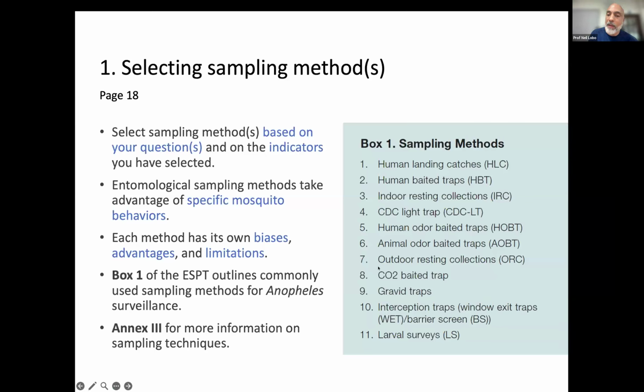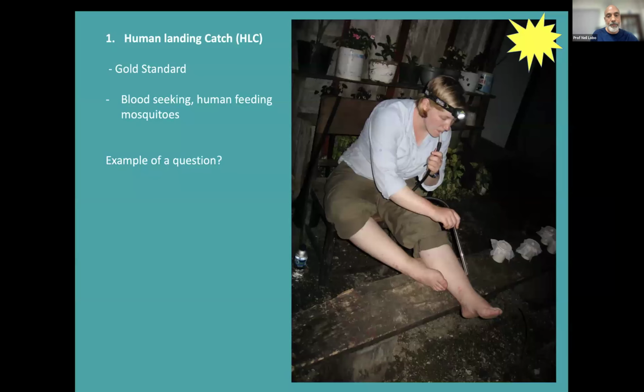Box one in the ESPT goes over the main sampling methods, and I will go over each one of these. And if you look at Annex 3 in the ESPT, it goes over a bunch more information on each of these sampling methods. So if you've never used these sampling methods before, you can just reference these tables and see what a whole bunch of people across the world have helped us put together. It's knowledge from a lot of places and basically data on a lot of these traps that you can look through.